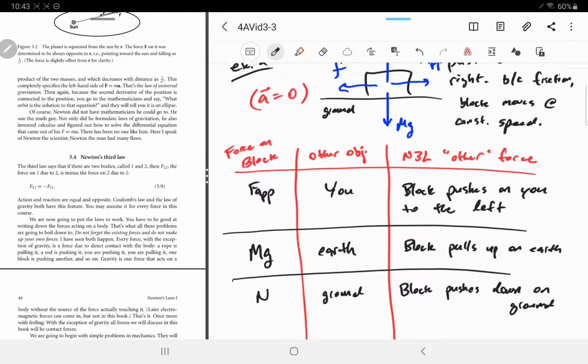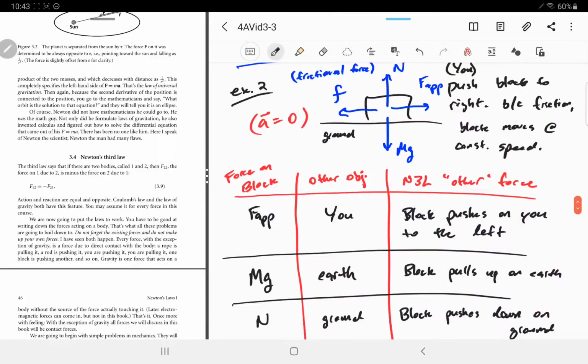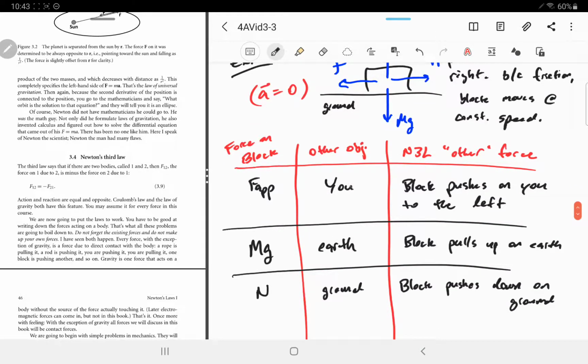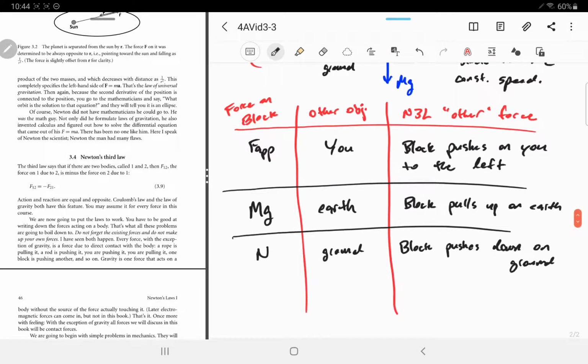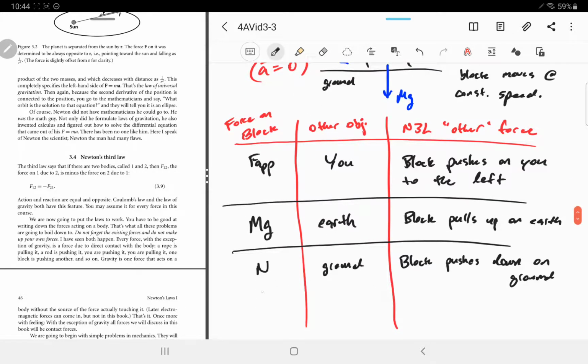Okay, so notice how all of these forces in this column we're not drawing on the free body diagram, right? They involve a different object. The other object. So if we drew a free body diagram for you, we would include this force, this force right here. If we were drawing a free body diagram of the Earth, we would draw this force. If we're drawing a free body diagram of the ground, and we would have to be specific about what exactly we're including from the ground, then we would include this other one.